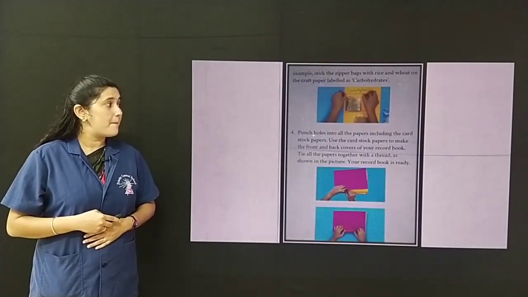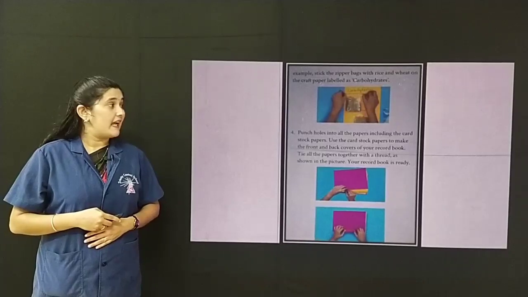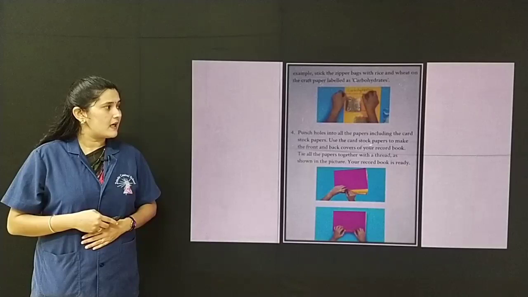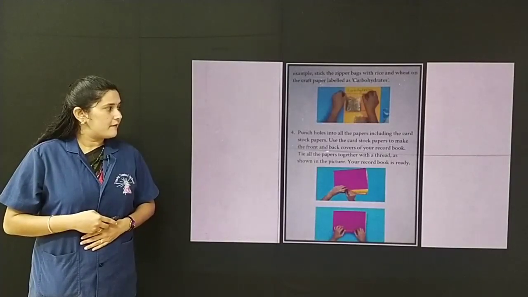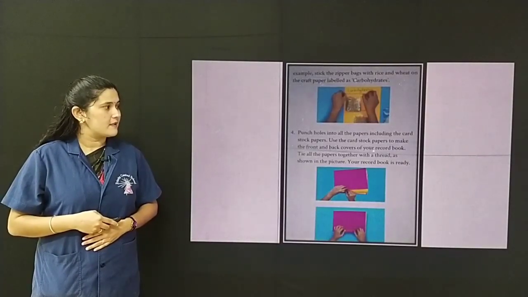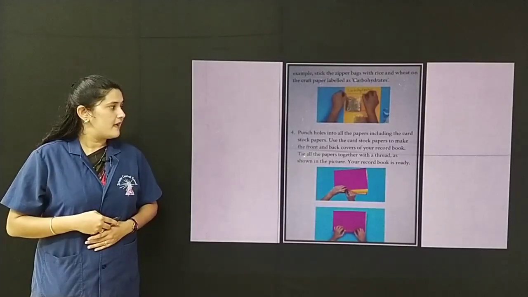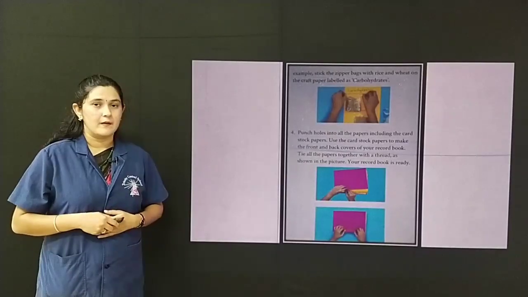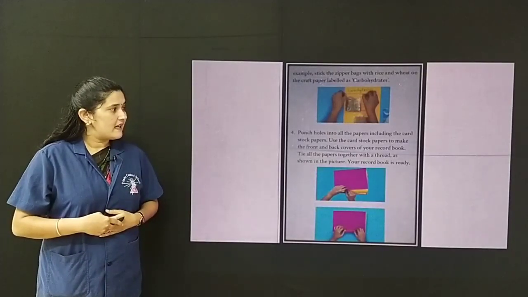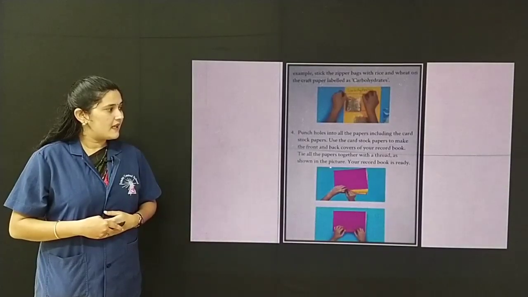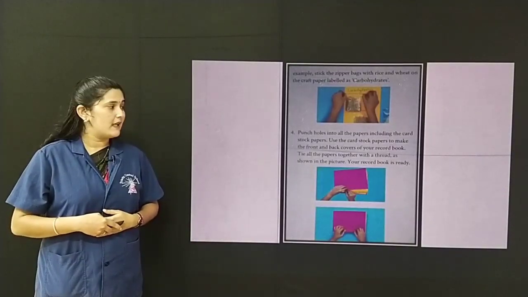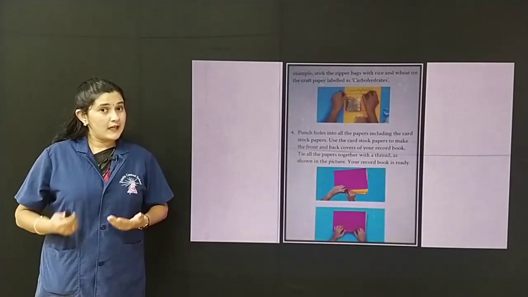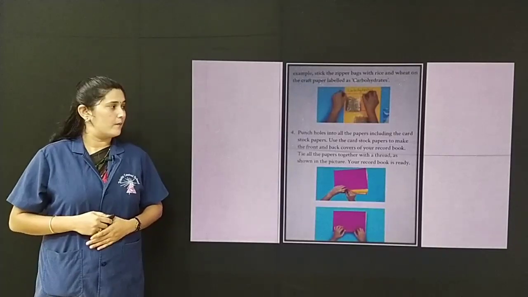The next step is punch holes into all papers including the card stock papers. Use the card stock paper to make the front and back covers of your record book. Tie all the papers together and thread as shown in the figure, and tie here as shown in the picture. Your record book is ready. You can do this activity in your home.